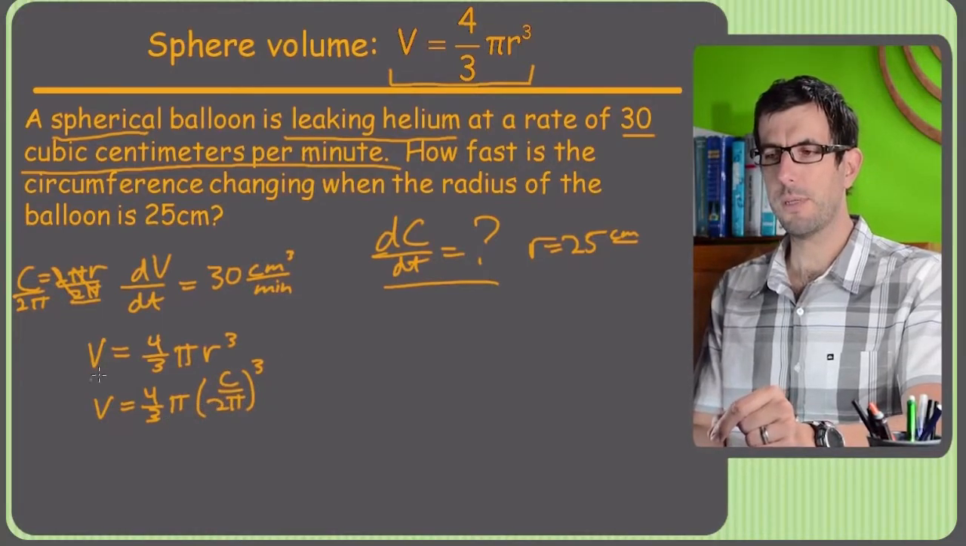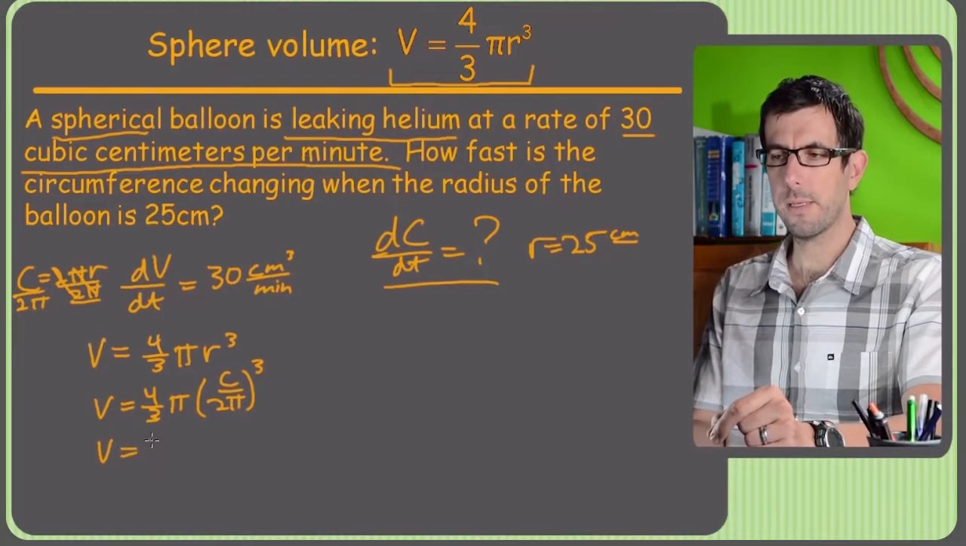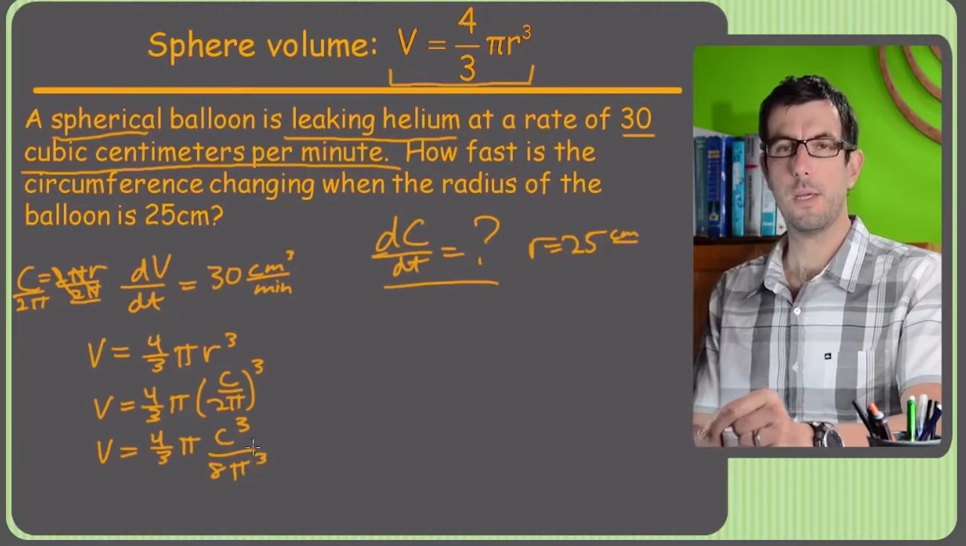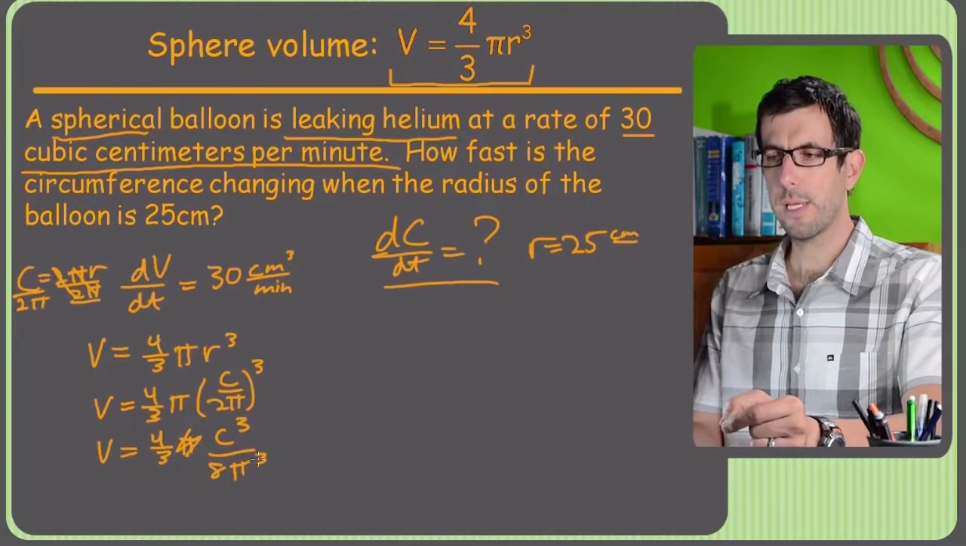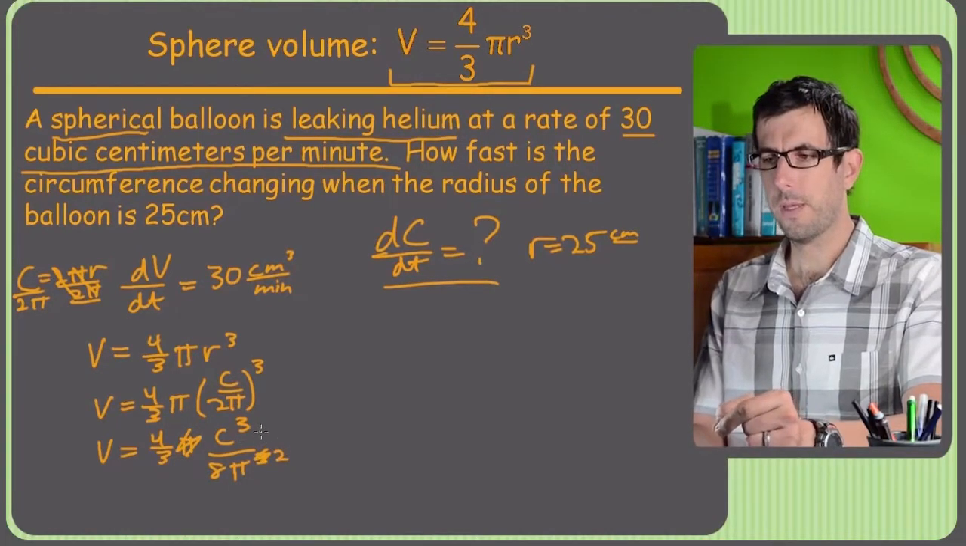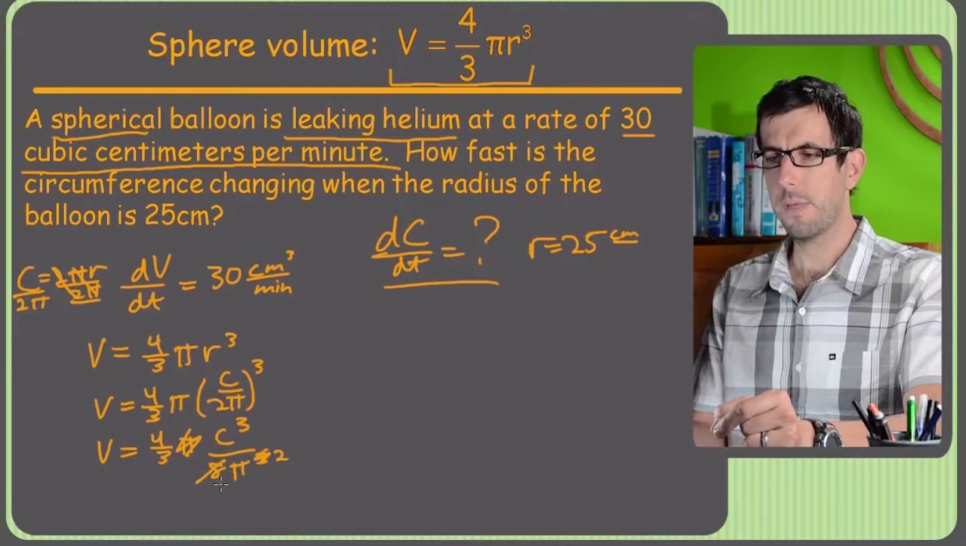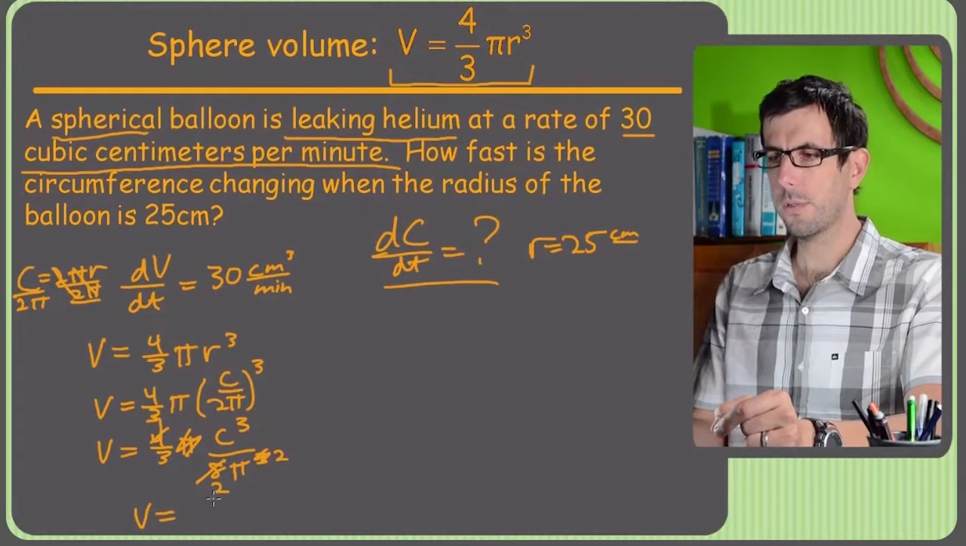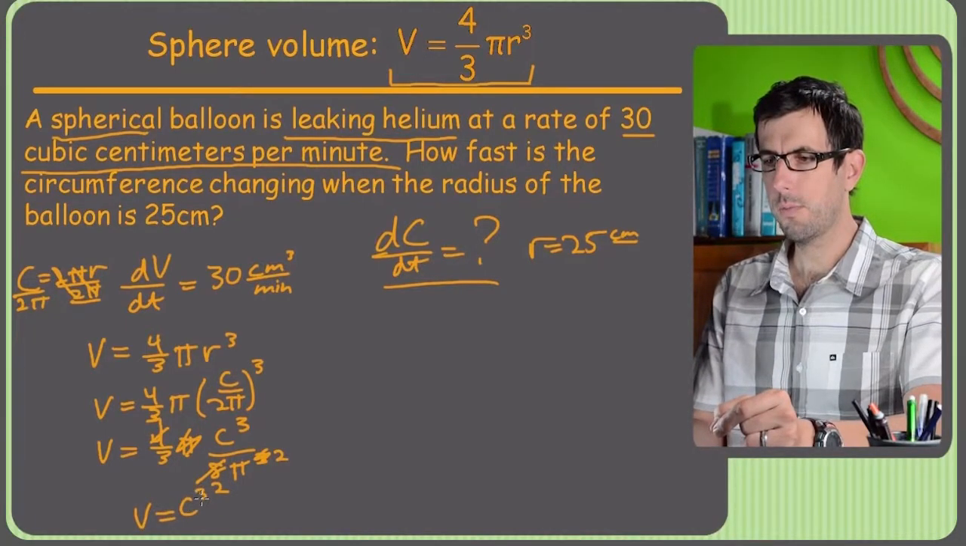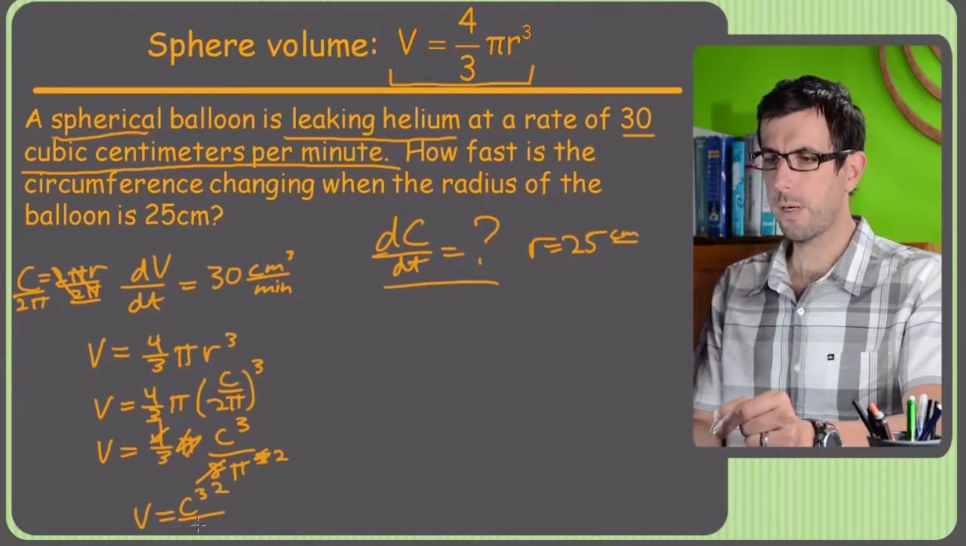So let's just simplify this a little bit more, because I got an exponent to worry about. So we got 4/3 pi times c cubed over 8 pi cubed. Now that pi is also cubed, which is a little bit weird. So we'll cancel that. This becomes a squared. And then this 8 becomes a 2, and that's a 1. Alright, so at this point we've got V equals, the only thing upstairs now is c cubed, and downstairs we got 6 pi squared.